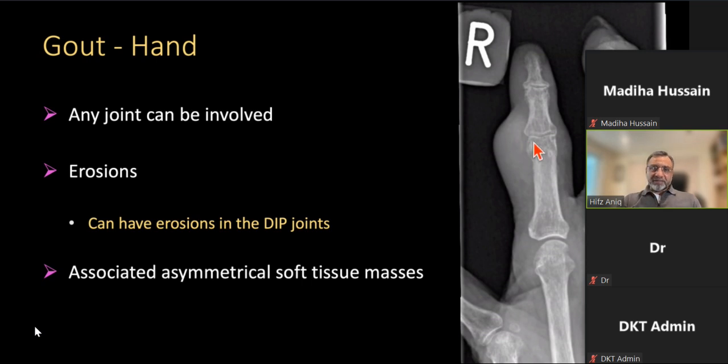So either identify the typical erosions with this in a minute, or it can have symmetrical soft tissue or dense soft tissue swellings, which are asymmetrical always. So anyone can be typical erosions and asymmetrical soft tissue.